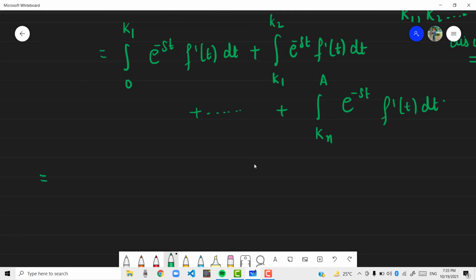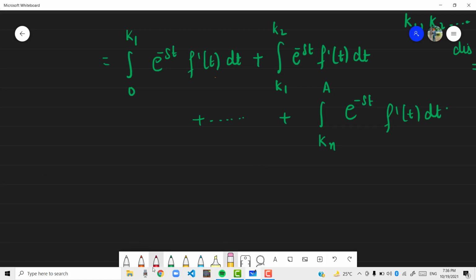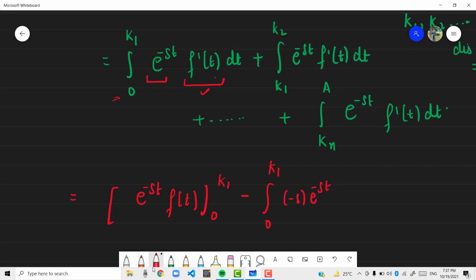So just integrating it by parts. What we will do, we will consider this as the second function and this as the first function. So we will do integral of this function. So integrating by parts, this first expression we get e raised to power minus st into f t from 0 to k1, minus integral 0 to k1 माइनस एस इंटू e raised to power minus st, बिकॉज इसका डेरिवेटिव कर देंगे, इंटू f t.